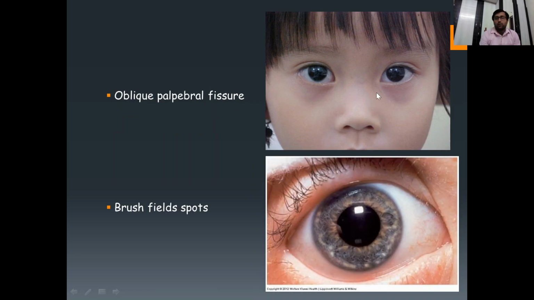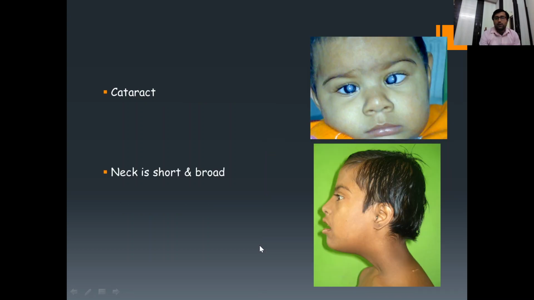Now this is the mongoloid slant. In this, there is an oblique palpebral fissure. Here the outer canthus is upward and the medial canthus is down from the lateral canthus. Here we can also visualize Brushfield spots. These are the Brushfield spots.